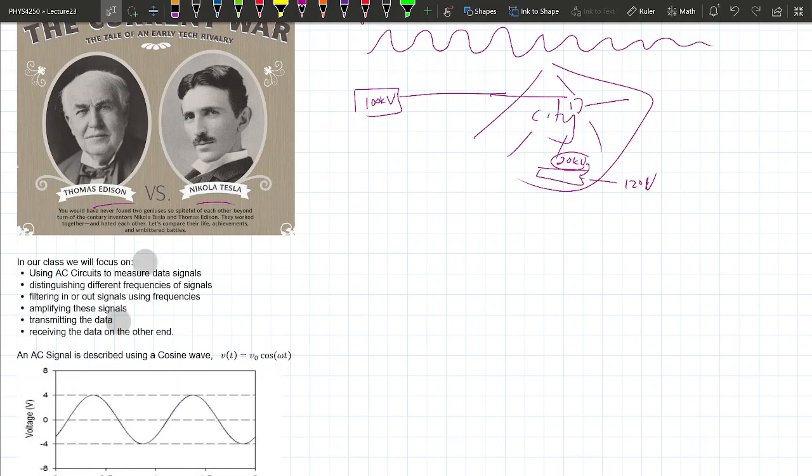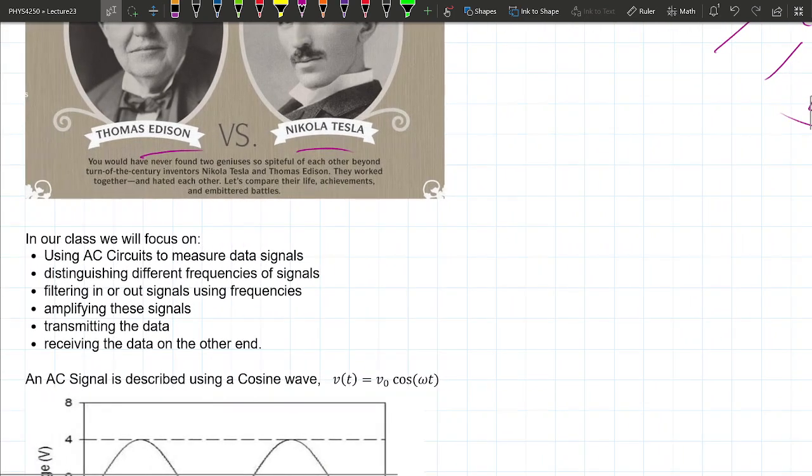But in our class, we're going to focus on small voltage stuff, meaning mostly signal-type AC circuits. We're going to be using AC circuits to measure data signals, and to differentiate different frequencies of signals. So how do you figure out if this is 900 megahertz, 800 megahertz, whatever megahertz you want? And also filtering out these signals using the frequencies.